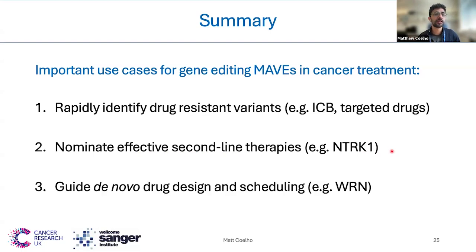And thirdly, we're using these screens more and more to link genotype to phenotype and structure to function, and therefore using it to guide drug discovery, especially for drug-resistant proteins, and for where we don't have a full handle on which part of the protein is driving the oncogenic function, for example, a functional domain. In that case, the Werner helicase was the example where drug discovery is ongoing and clinical trials have started.